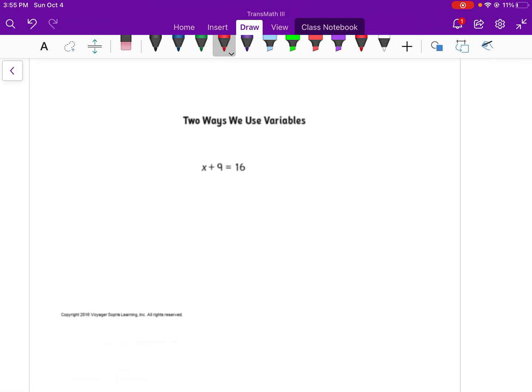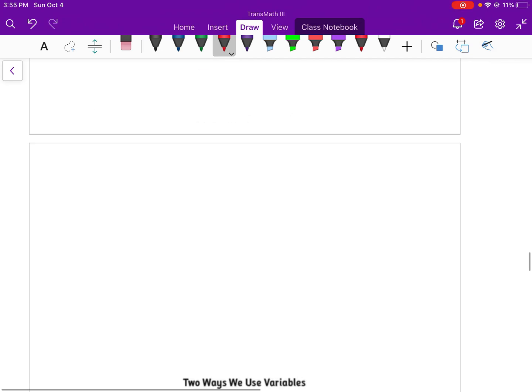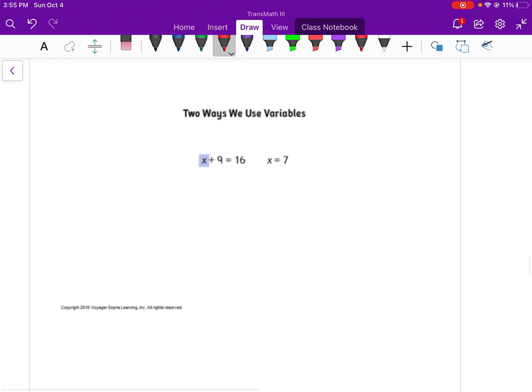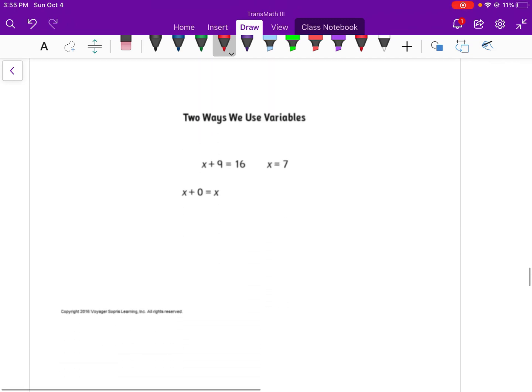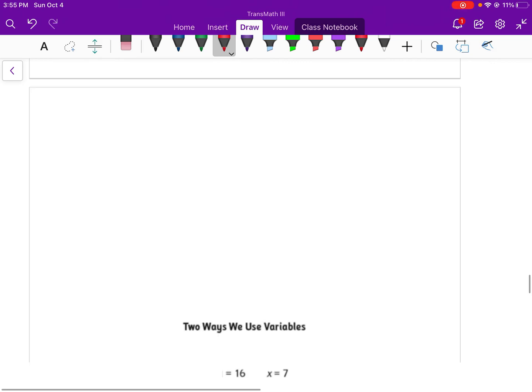Another way we use variables: we've got x plus 9 equals 16. Now we see what value I could put in place of x. What plus 9 equals 16? In this case, 7 plus 9 is 16, so we say x equals 7. Because if I take that value of 7 and put it in place of x, that's 7 plus 9, which is 16.